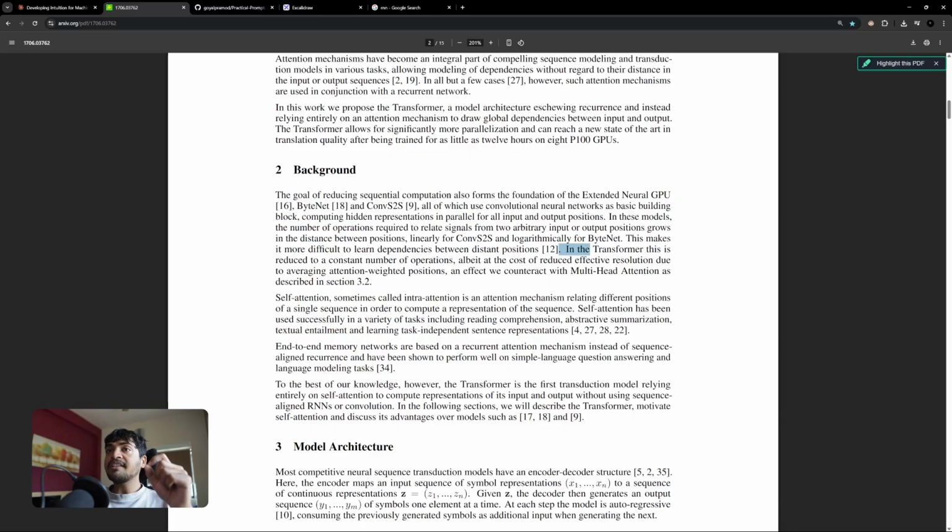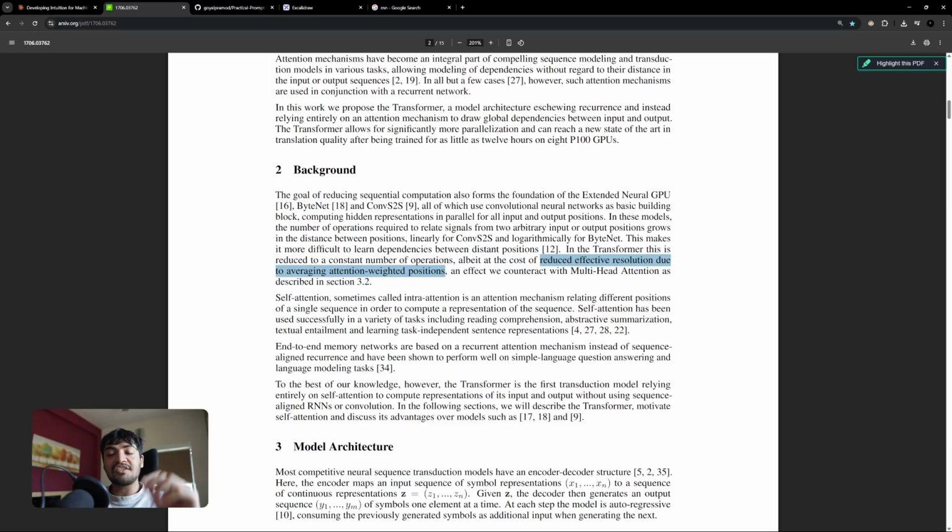In the Transformer, this is reduced to a constant number of operations, albeit at the cost of reduced effective resolution due to averaging attention-weighted positions, an effect we counteract with multi-head attention as described in section 3.2. So they said that as you increase the length of the sentence, the training cost increases linearly. They have figured out a way of solving that in transformers, but there is no such thing as a free lunch. To be able to do this, they have to face a reduced effective resolution due to averaging attention-weighted positions. What does that mean?